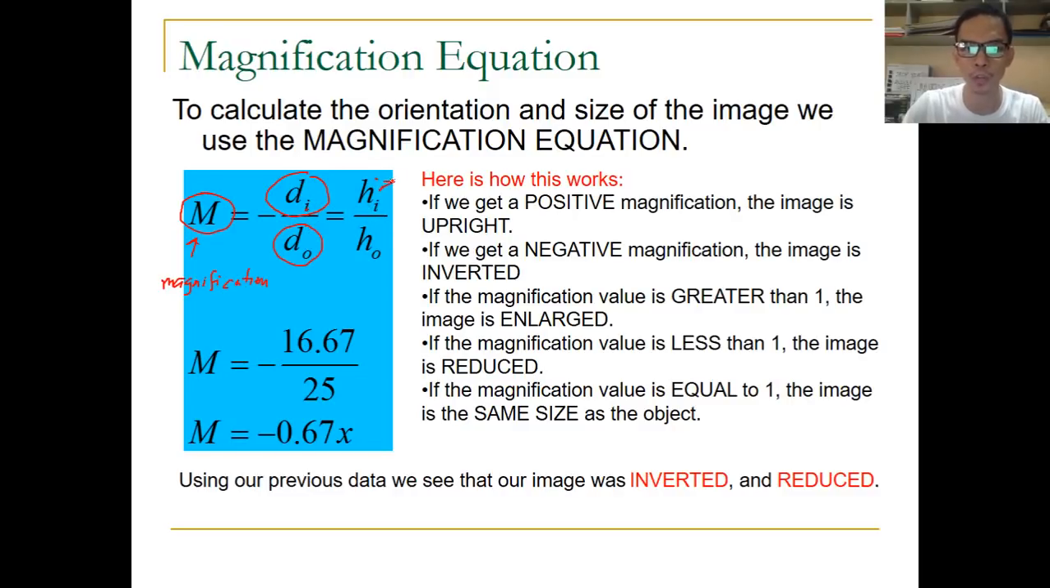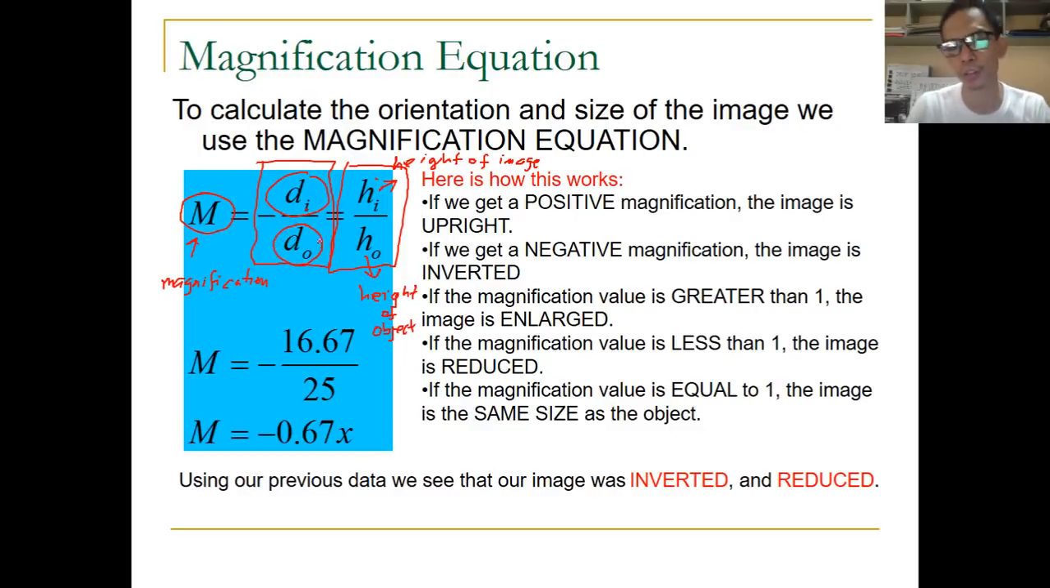Now, we have here the newcomers. H sub I is the height of the image. Next one, H sub O is the height of the object. So technically, the formula that we have here is M is equal to either of the following: M is equal to negative D sub I over D sub O, or H sub I over H sub O. So that is the formula.